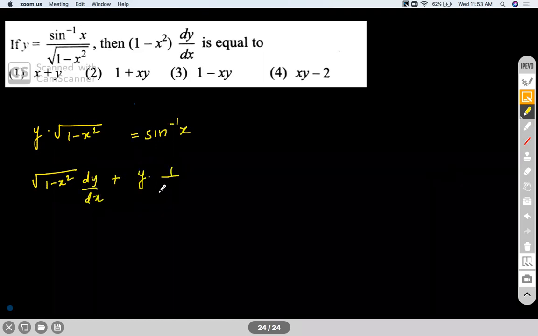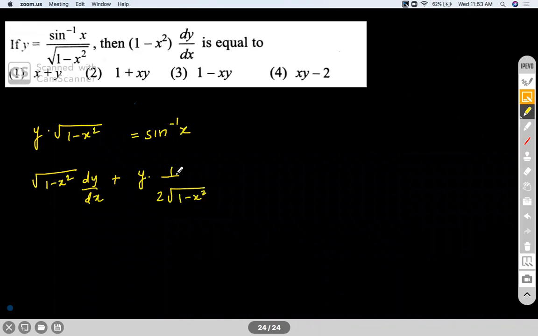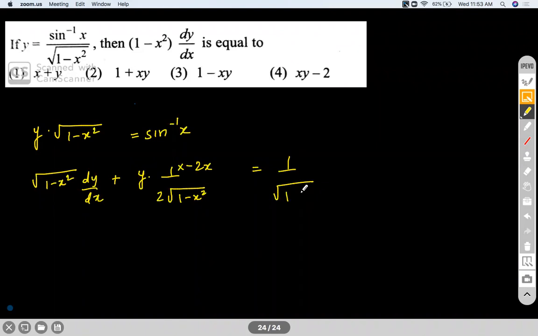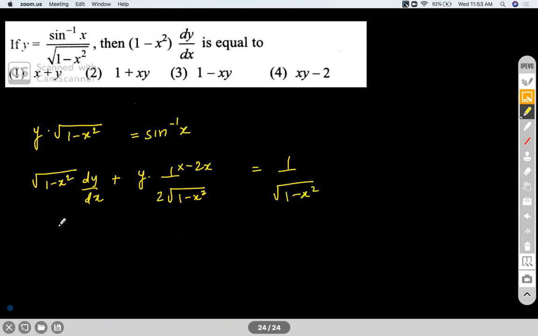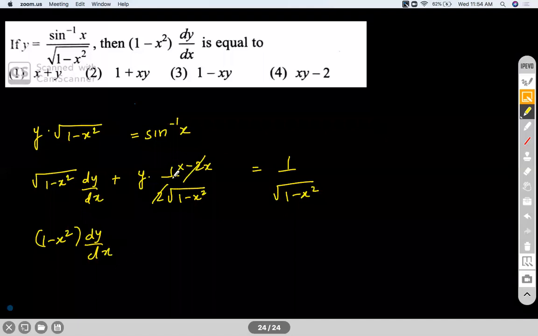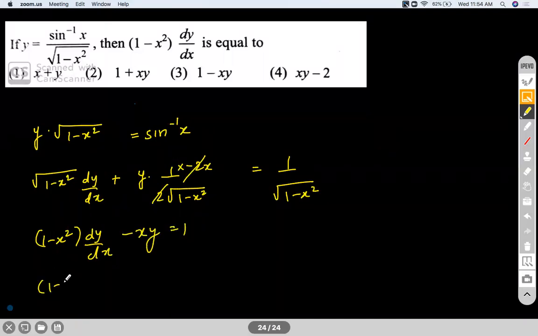Derivative of this will be 1 by 2 under root 1 minus x square into minus 2x. This is 1 by under root 1 minus x square. So 2 and this will get cancelled off. Multiply throughout with 1 minus x square. So 1 minus x square dy by dx. This will become a minus xy and this will become a 1. That means 1 minus x square dy by dx is equal to 1.